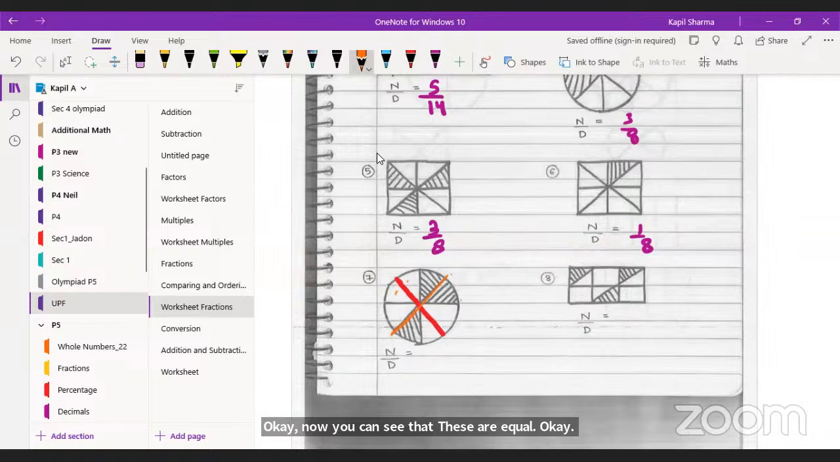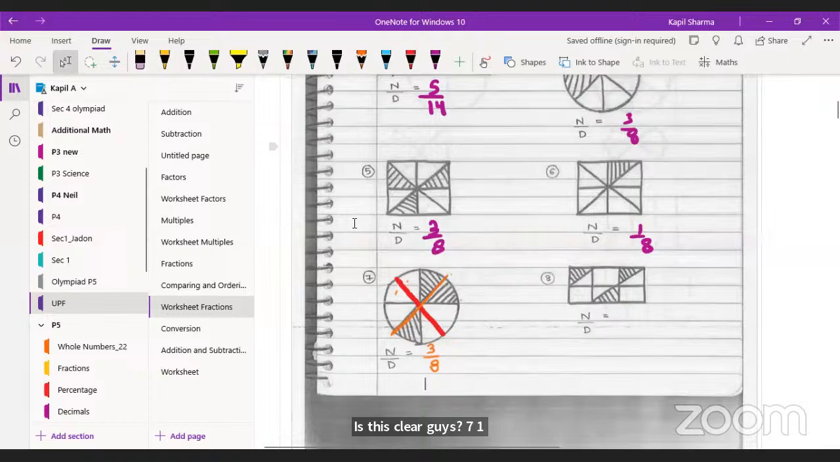So what's the answer here? Seventh one. Most of you were wrong. Yeah, Yashika. It's 3 over 8. It's not 3 over 6 or 3 over 9. Parth, you are in a hurry. Okay, think. Is this clear, guys? Seventh one. Swastik, Mitlesh. Okay. Devika.